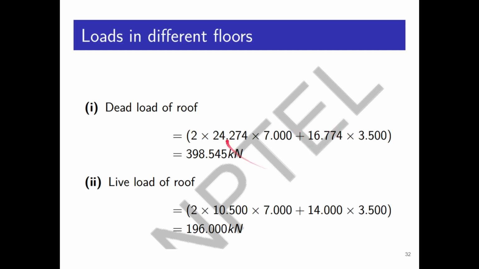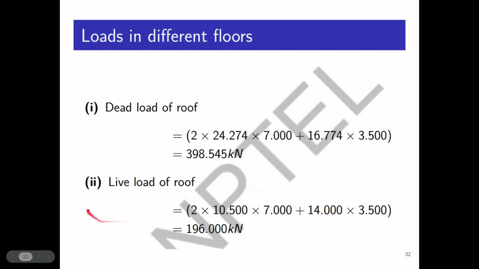Okay, so these are the loads, and that's why they have multiplied with 2, because there are 2 on each side, and the span is 7 meter at both ends, and in between it is 3.5. Basically one classroom has 2 bays, so the total is 3.5 plus 3.5 plus 3.5 plus 3.5, that is 14. So they have found this to be 398.545 kilonewton.